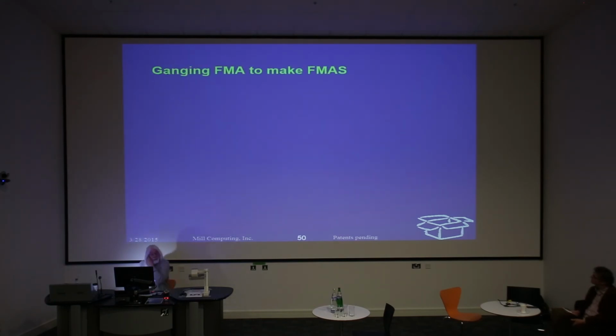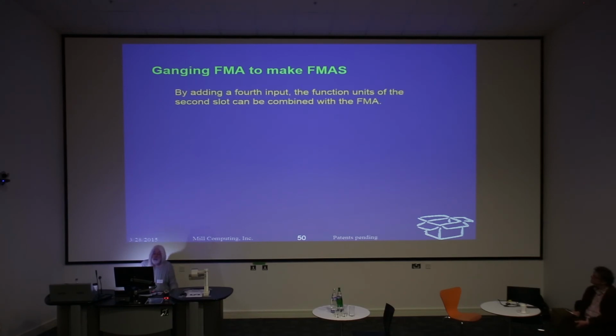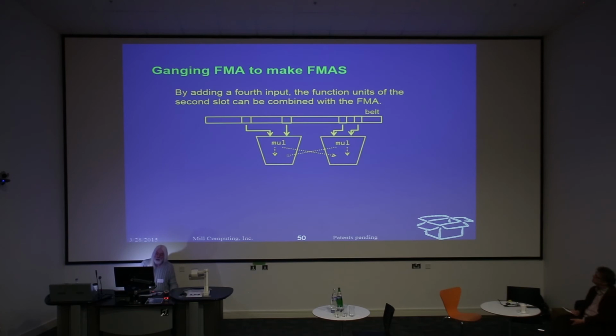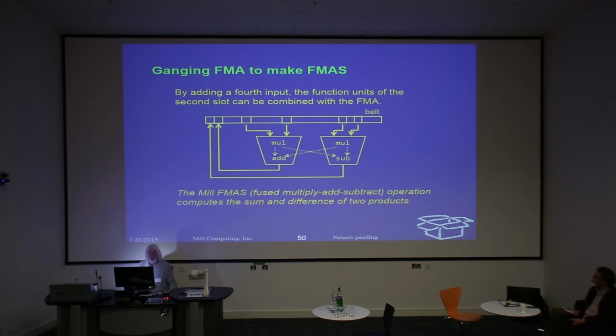The Mill handles variadic and multiadic operations. For example, an FMA, everybody knows, A times B plus C. But in our case, we pair encoding slots so two floating point units adjacent to each other can exchange operands. The belt has got values that go in. Those two slots will independently do a multiply and then exchange the result of the multiply, and one of them does an add and the other does a subtract. So the fused multiply-add-subtract operation computes sum and difference of two products.